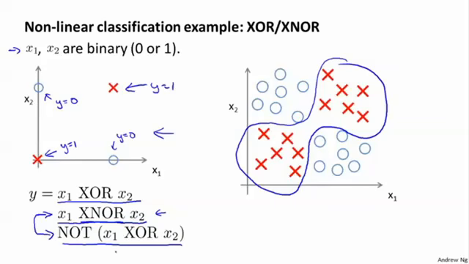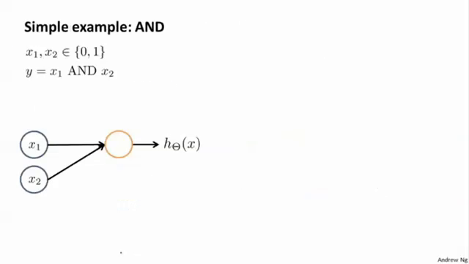In order to build up to a network that fits the XNOR example, we're going to start with a slightly simpler one and show a network that fits the AND function. Concretely, let's say we have inputs x1 and x2 that are again binary, so it's either 0 or 1, and let's say our target label y is equal to x1 AND x2. This is a logical AND. So can we get a 1-unit network to compute this logical AND function?